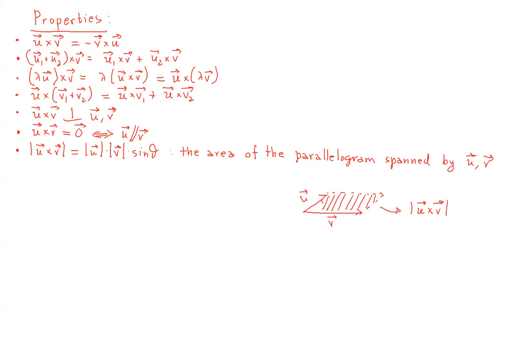And of course, that means that if you have two vectors and you want to compute, instead of the area of the parallelogram, the area of the triangle that is formed by these two vectors, then that area is simply 1/2 of the magnitude of the cross product of the two vectors.